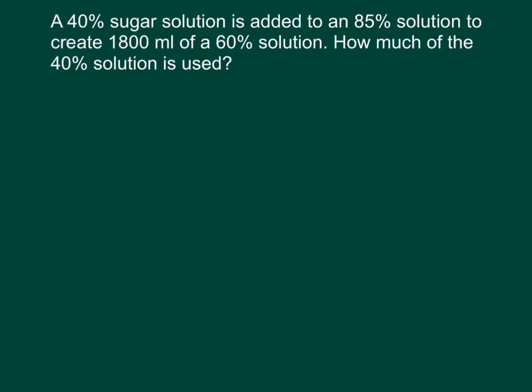Okay, so we have the word problem here. A 40% sugar solution is added to an 85% solution to create 180 milliliters of a 60% solution. How much of the 40% solution is used?